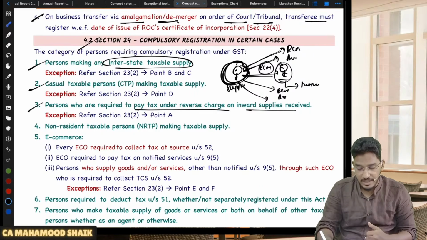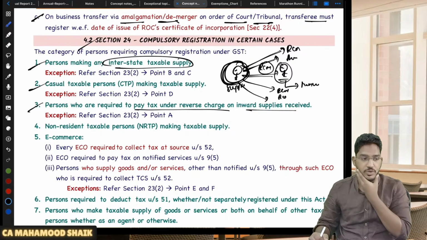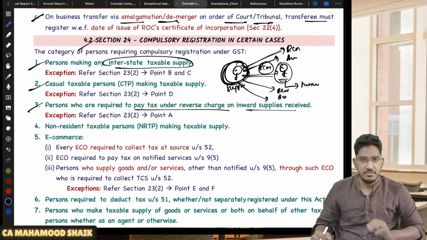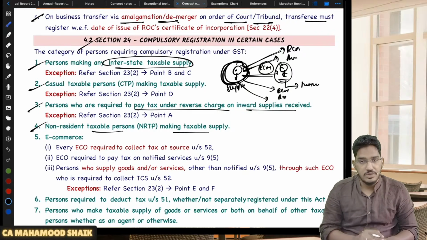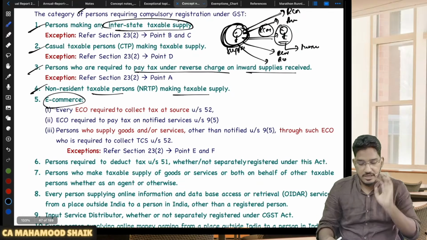This supplier is not liable to get registered because he is making all the supplies under reverse charge mechanism only, where all the liability will get discharged by the recipient. He will not have any payment obligation. That's why the department told, dear supplier, we will give you exemption from registration irrespective of your turnover. NRTP, even NRTPs also are liable for compulsory registration. E-commerce operators are also required to undergo compulsory registration.